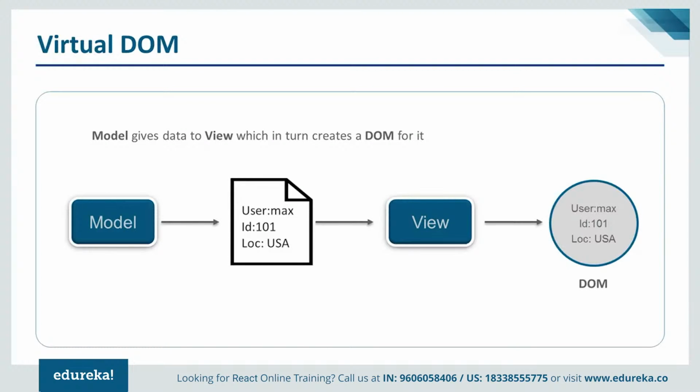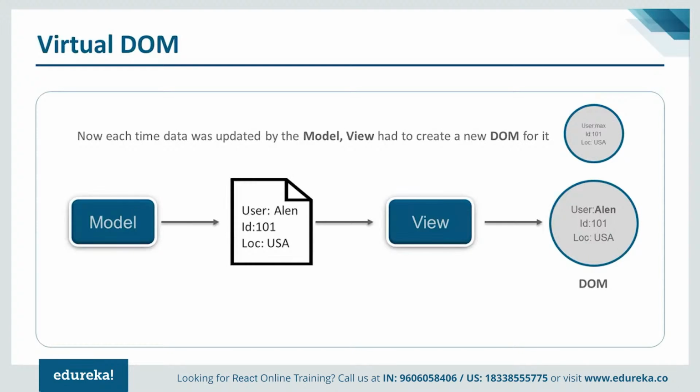Okay, so we've already discussed it. Let's quickly understand it. In the diagram you see a model, a view, and a DOM. Typically, the model gives the data to the view, which in turn creates a DOM for it. The DOM is nothing but the structure of how the data will be laid out.